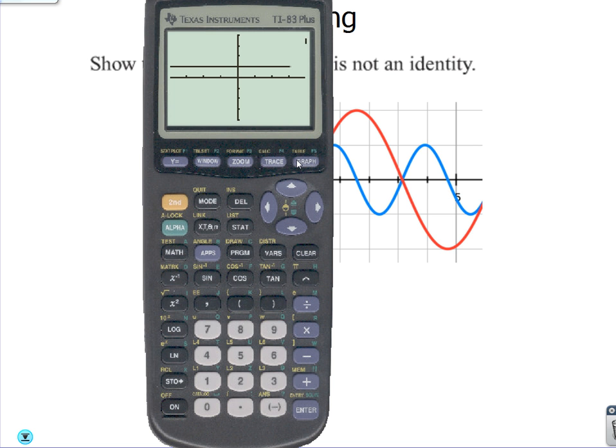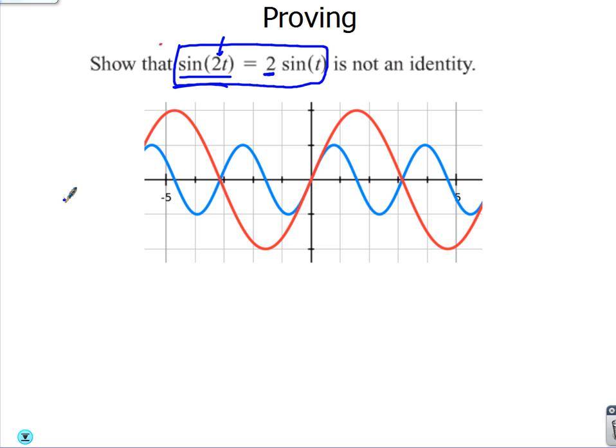So could we use that to prove as well? Well, not really. Because what if there's some little nod or some little jump in the graph? We know that that's true. But now we can very easily use it to disprove an identity. If it's true, it would be right on top of each other. It would be left side, right side, same graph, but this one's obviously not true.